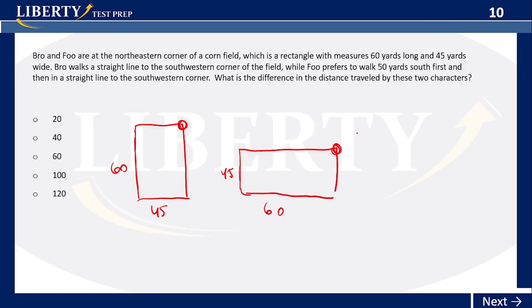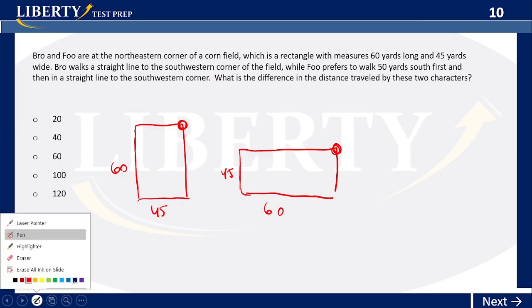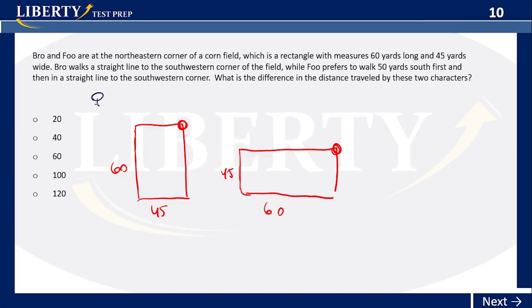Let's see if the story will tell us which orientation this rectangle has. Bro walks a straight line to the southwestern corner. Let's draw bro here. What bro does is walk a straight line to the southwest. This is the southwestern corner. He walks like that.